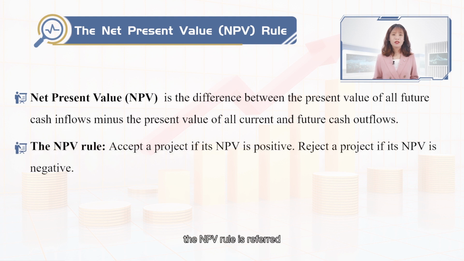In summary, the NPV rule is preferred, that is, accept a project if its NPV is positive, and reject a project if its NPV is negative. In this example, the NPV is equal to 68.06 minus 75, which is about minus 7, so the NPV is negative, and investing in this bond is not worthwhile.